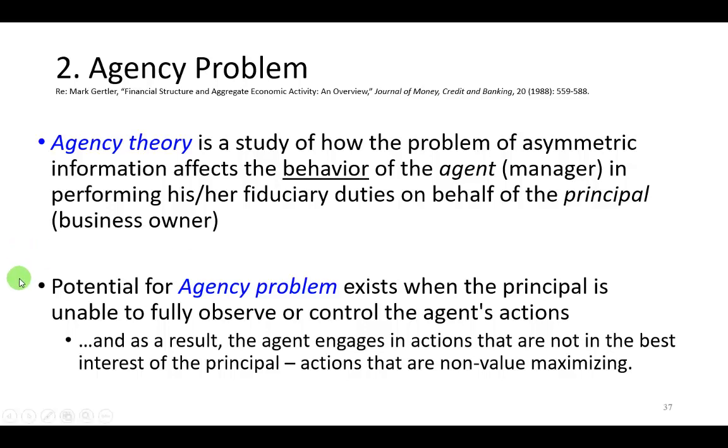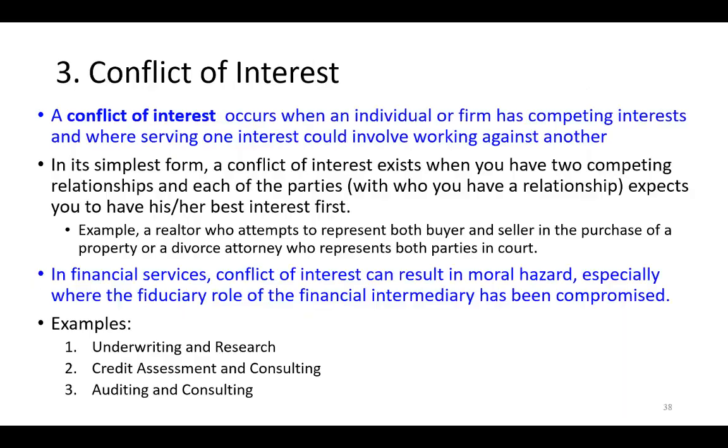And so that then leads to agency problem, which would exist when the principal is unable to fully observe or control the agent's actions, when that agent is misappropriating funds and conducting business in ways that do not attend to the best interests of the stockholder, of the owner of the business. The third, conflict of interest, occurs when an individual or firm has competing interests, and where serving one interest could involve working against the other.